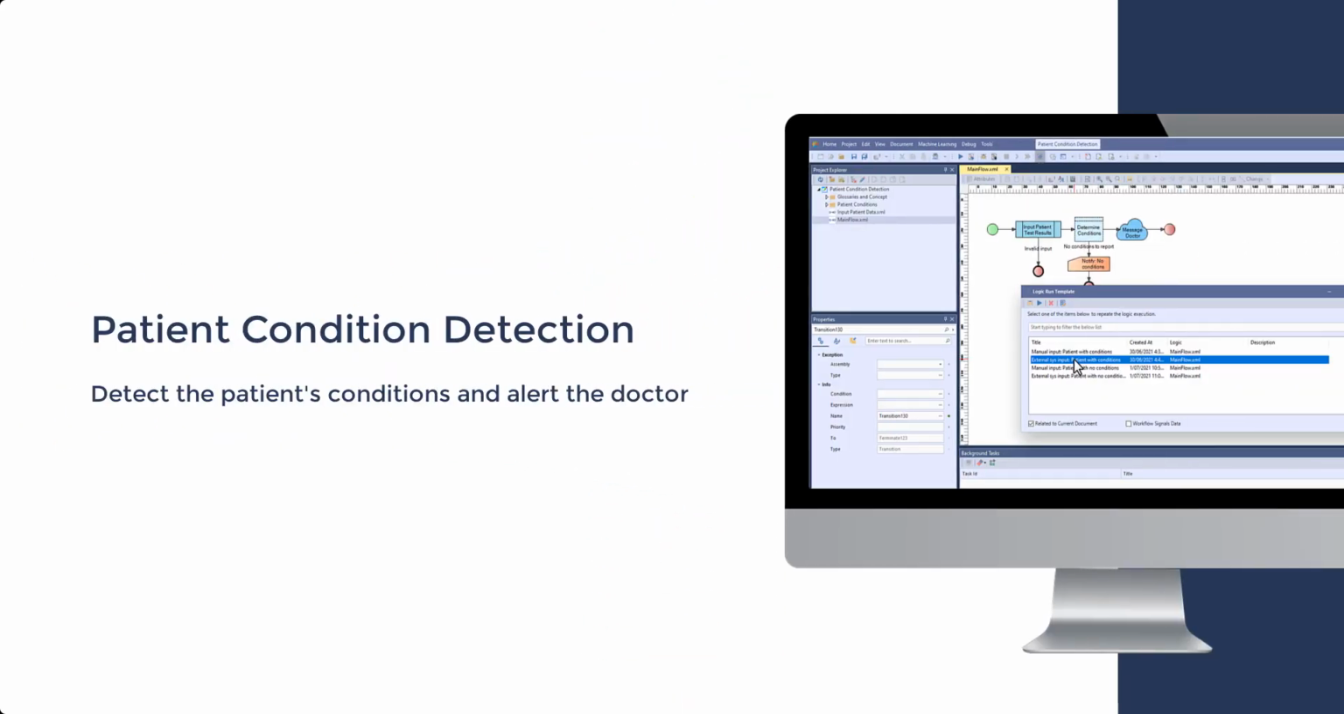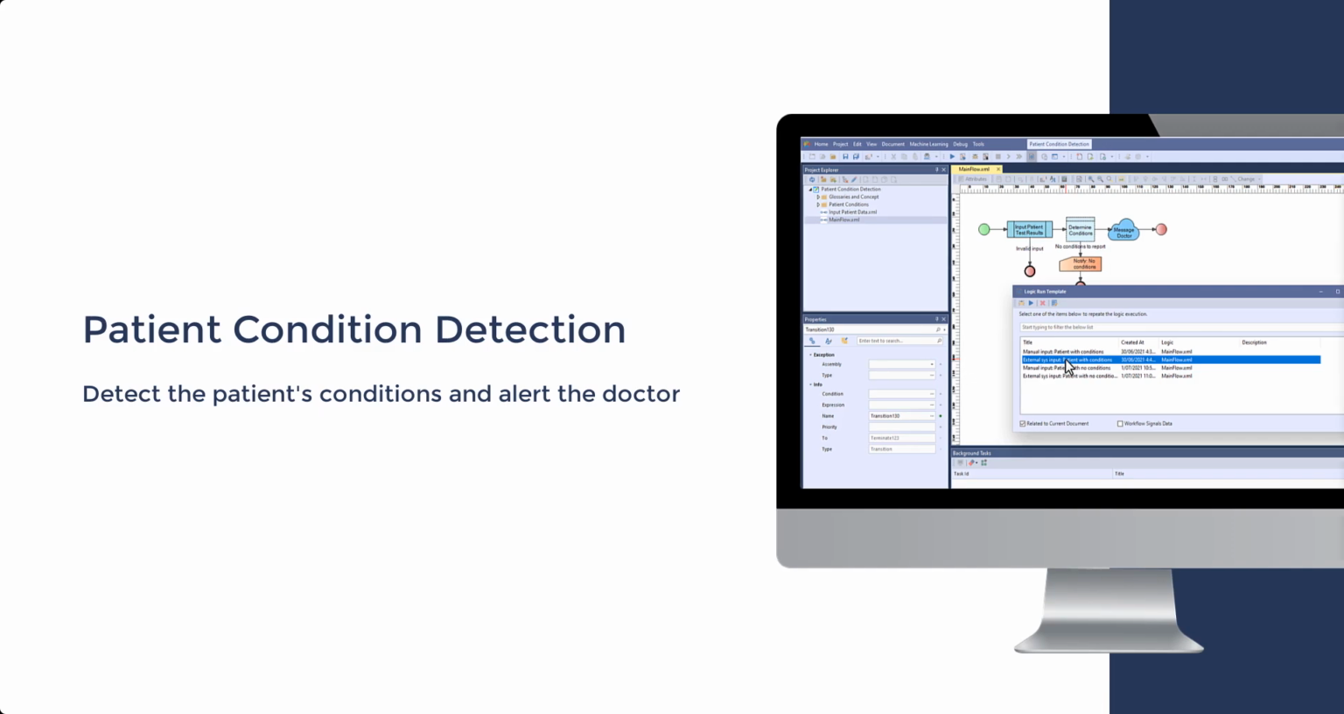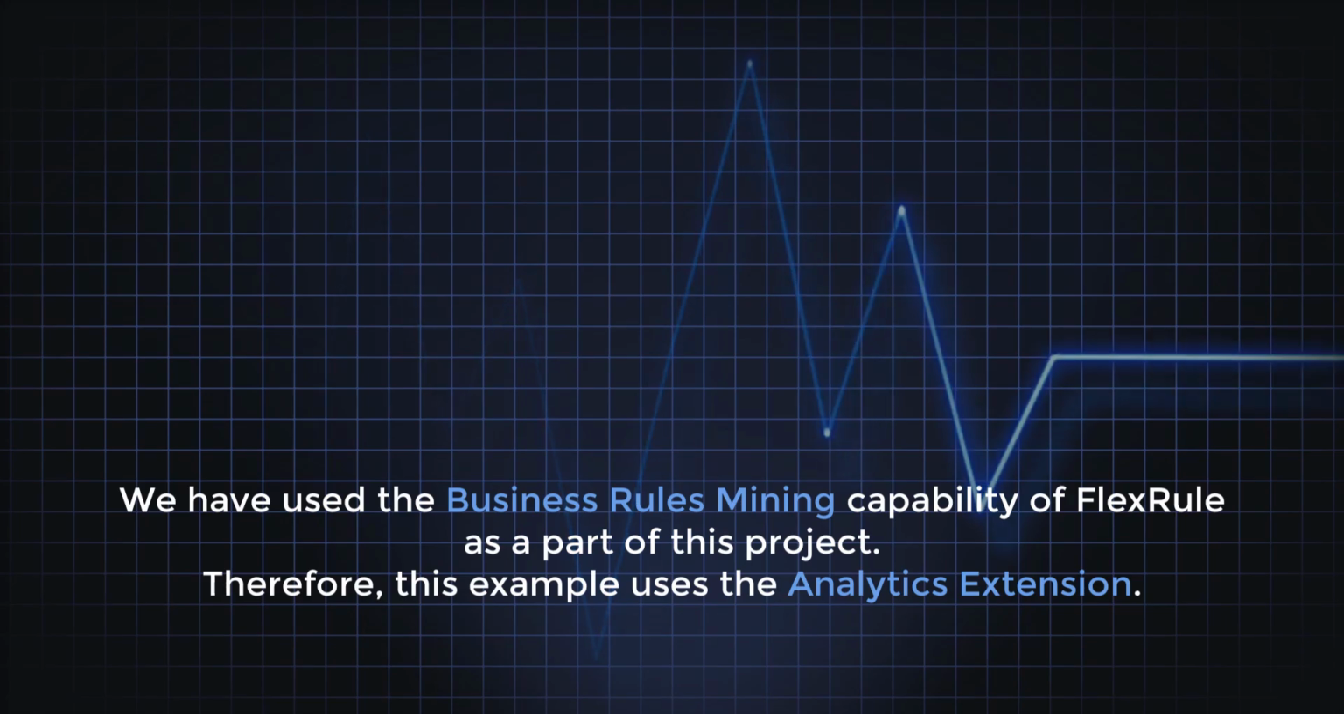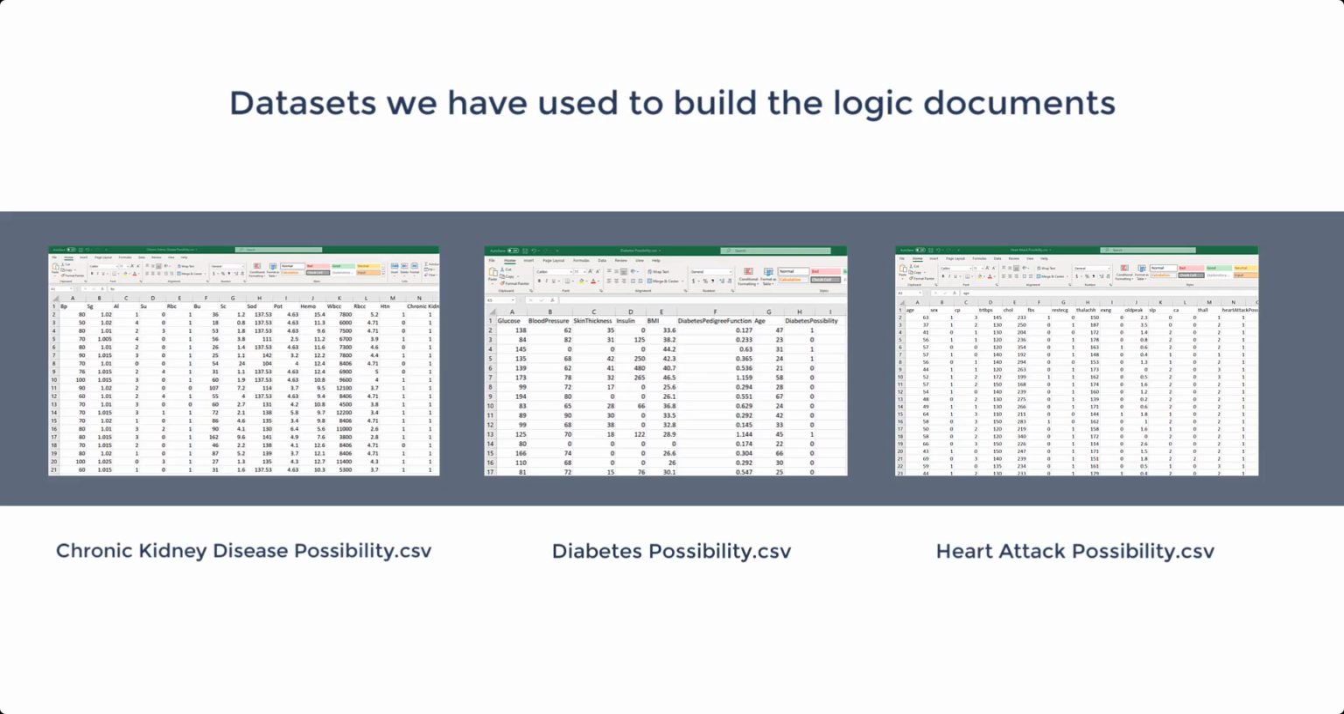Patient condition detection. This example is about detecting the patient's conditions. As the output, the doctor will receive an alert text message to their mobile phone. We have also used the business rules mining capability of FlexRule as part of this project. To build the logic documents, we use 3 different datasets on chronic kidney diseases, diabetes, and heart attack.